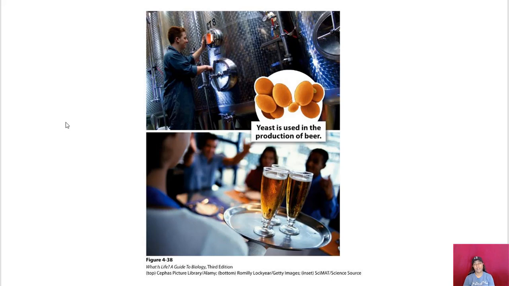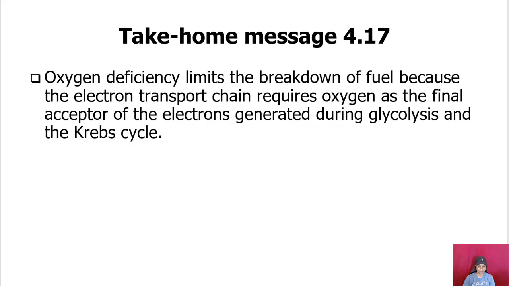But you're going to be learning in one of your labs how these fermentation tanks, these bioreactors, actually work. Really cool. All right, so we're almost done. Oxygen deficiency limits the breakdown of fuel because the electron transport chain requires oxygen as the final acceptor of electrons generated during glycolysis and the Krebs cycle.